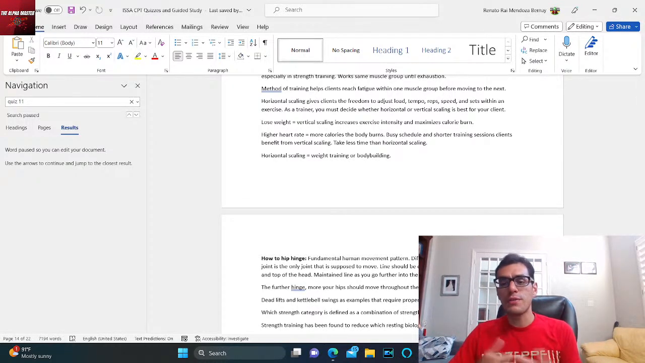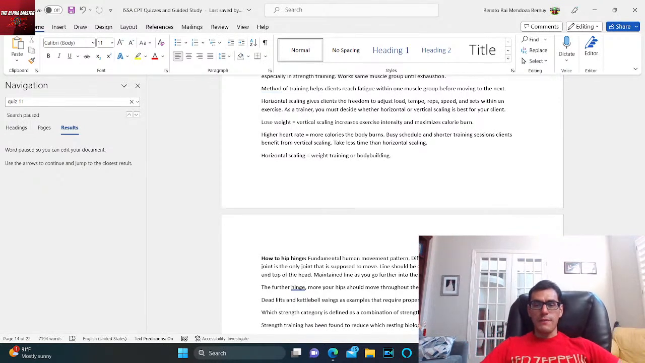The strength category defined as a combination of strength and speed is going to be power.